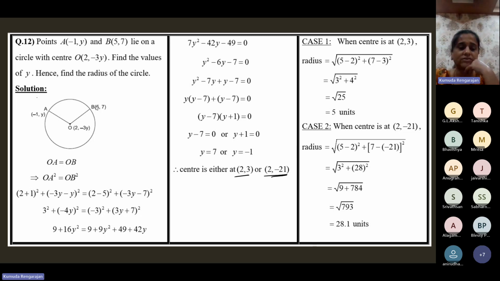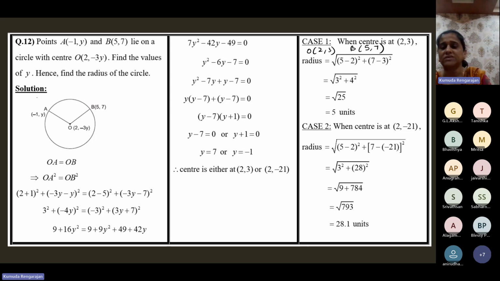I think I found OB, that's what I see here. You can even find OA, the radius. So you can find OA or OB, anything. I found OB, the radius. But you'll have to work two cases: one when the center is at 2, 3, and the other when the center is at 2, minus 21. So what I've done here is O 2, 3 and B 5, 7.